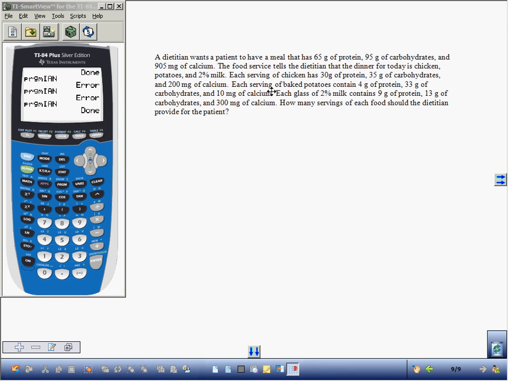There we go. Okay. So this is the kind of problem you might see. A dietitian wants a patient to have 65 grams of protein, 95 grams of carbohydrate, 900 grams. There are all these numbers, okay? It's kind of another contrived problem, but it works.